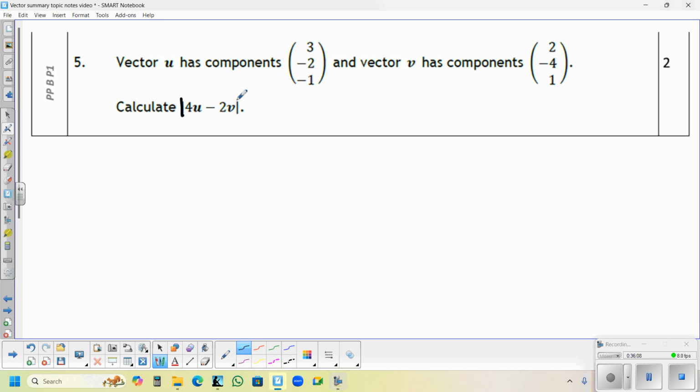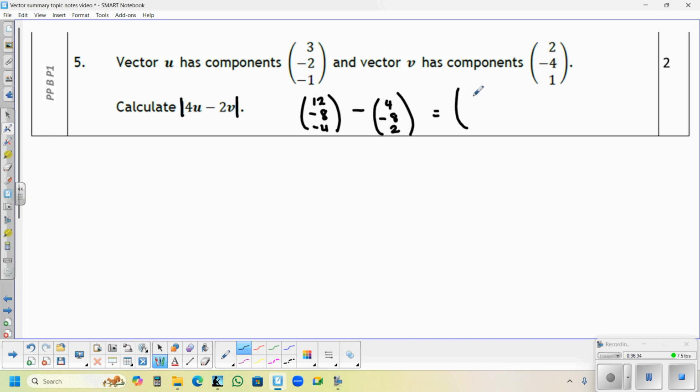Okay, another vectors question. There's a double line, so that means I've got to find the magnitude of 4u take away 2v. So 4u vector is going to be 4 3s are 12. 4 times negative 2 is negative 8. 4 times negative 1 is negative 4. I want to take away 2 lots of that one. So I'm taking away 2 2s are 4. 2 times negative 4 is negative 8. And 2 times 1 is 2.